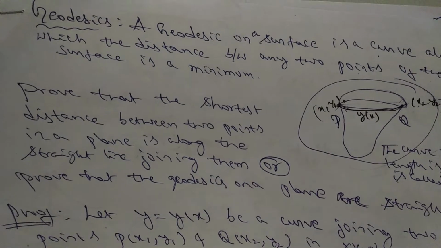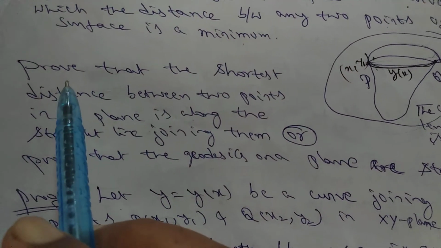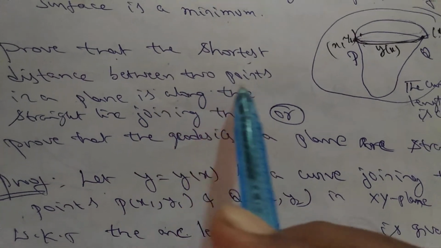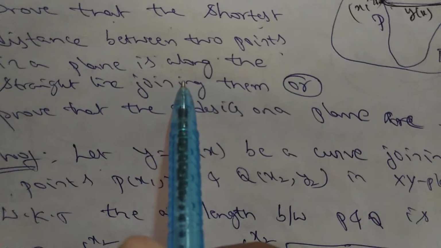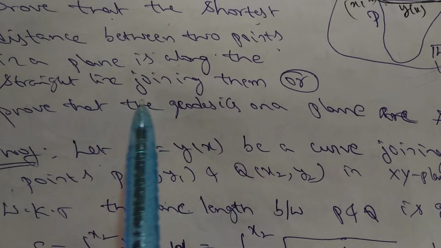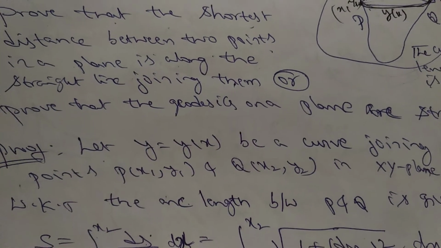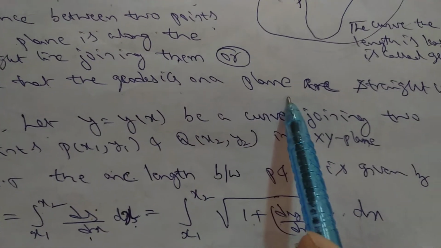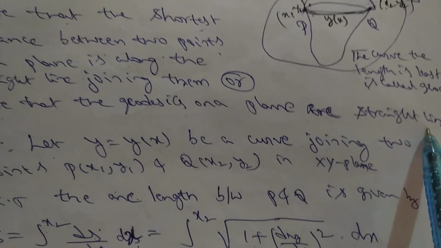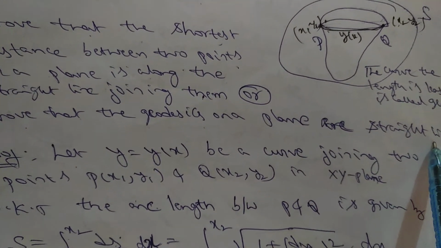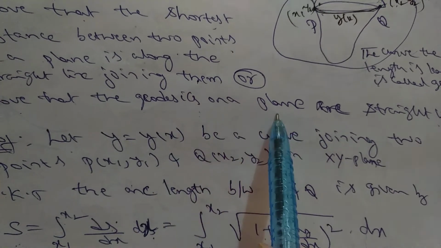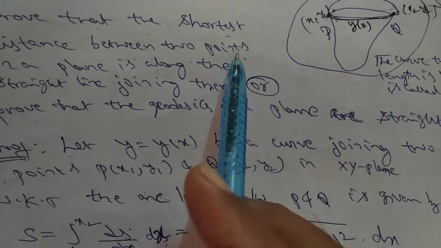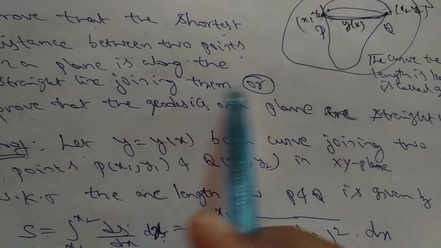So in examination, they will ask one question. What is that question? Prove that the shortest distance between 2 points in a plane is along the straight line joining them. Or in examination, they will ask the same problem: prove that the geodesic on the plane is a straight line. So this is important. Every time they will ask that question. Prove that geodesics on a plane are straight lines, or prove that the shortest distance between any 2 points in a plane is along the straight line.